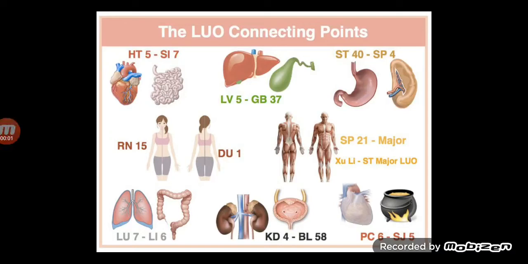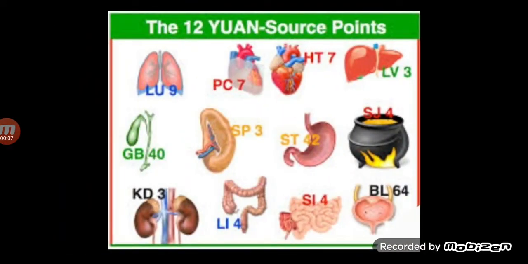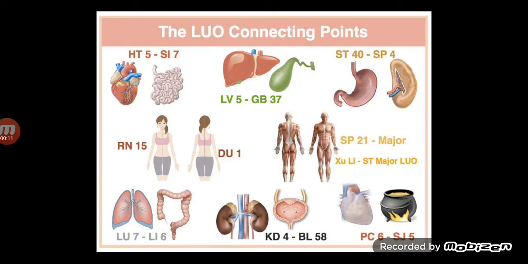Hi all, today we are going to discuss the Luo connecting points. In the last class I already explained the 12 Yuan source points. In the same way, in our body there are 16 Luo connecting points. Among these 16 Luo connecting points, one is very special, that is Zuli, the stomach major Luo. So in this way we have a total of 16 points.